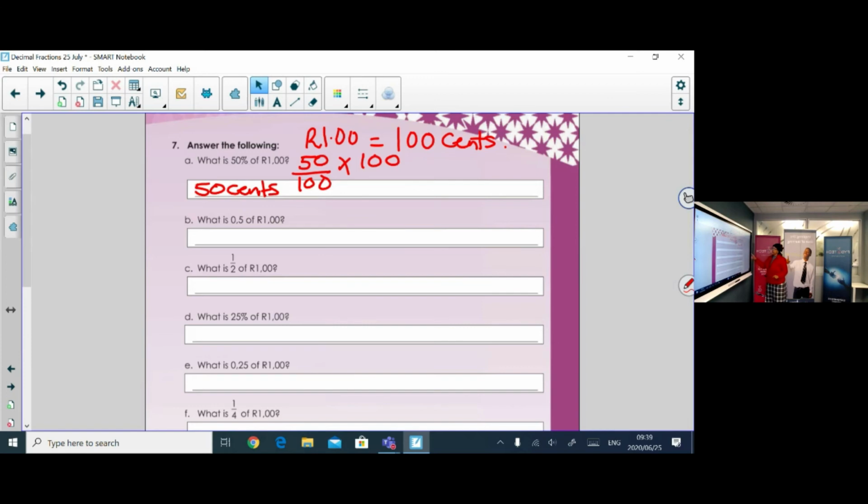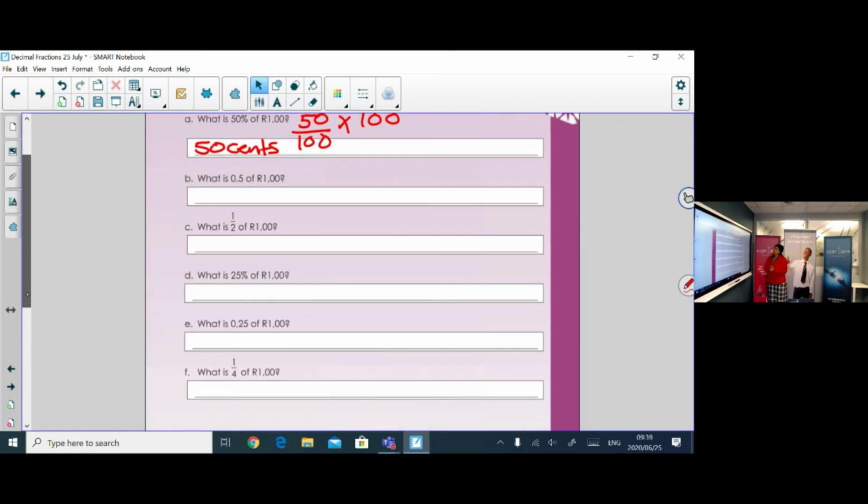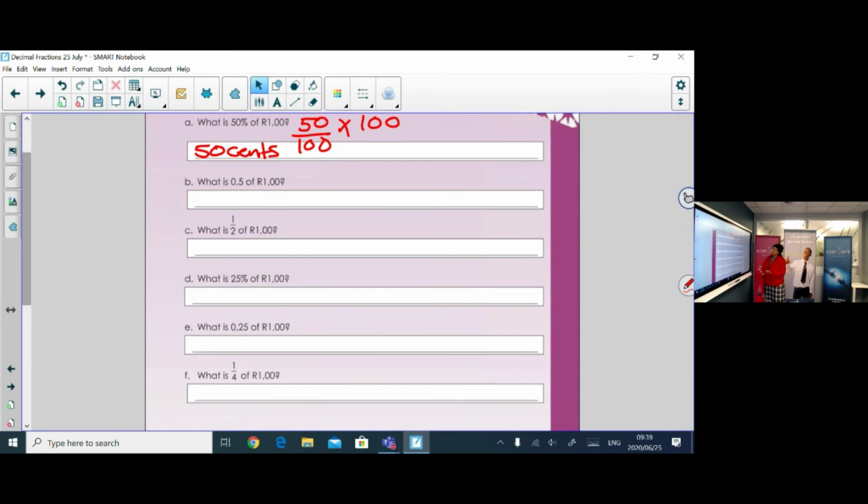Number B. What is 0.5 of 100 of 1 rand? So 100 is just 100 cents. So of, we have seen that is the same as multiplication. So 0.5 multiplied by 100 cents. If you multiply, please, you will get 50 cents.